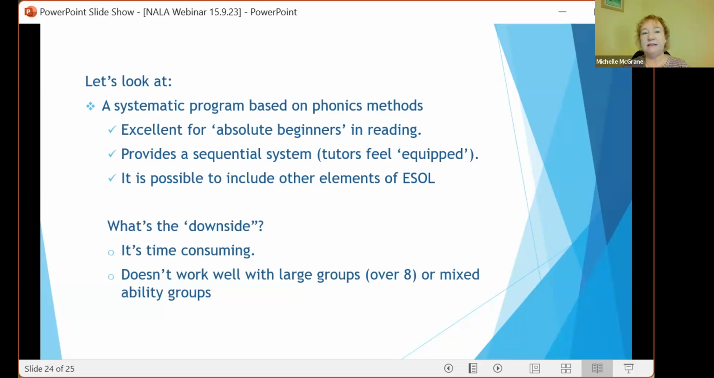My experience is that this is excellent, especially for the absolute beginners in reading. It's a very sequential system, which means that the tutors feel equipped. So they're not going into a classroom thinking, I don't know what I'm going to do with them today. They're going in thinking, today we're on this step. This is the next step. And next week we're doing that step. And it is possible to include other elements of ESOL.